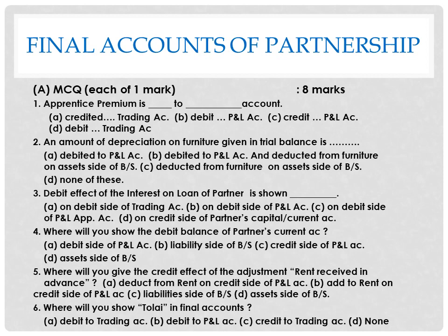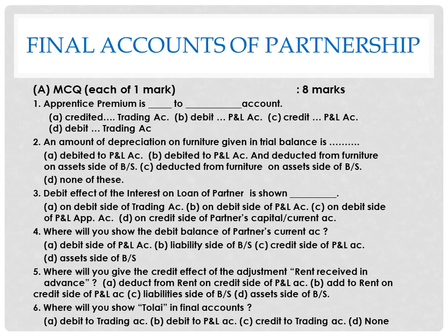Second question, an amount of depreciation on furniture given in trial balance is dash. A debited to profit and loss account, B debited to profit and loss account and deducted from furniture on asset side of balance sheet, C deducted from furniture on asset side of balance sheet, D none of these.